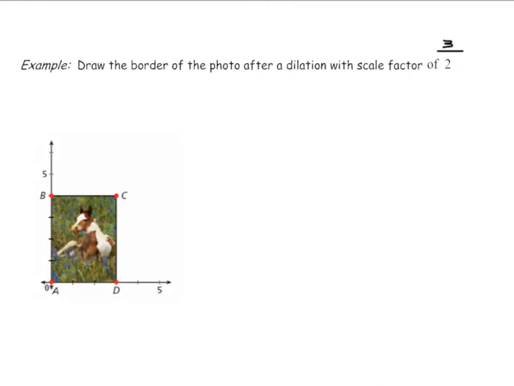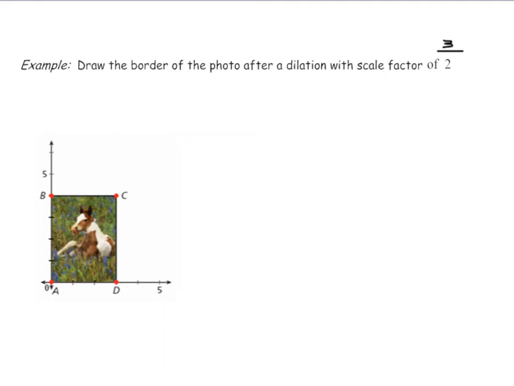In this example, we're asked to draw the border of the photo, which is given to you here, after a dilation with a scale factor of 3/2. So if I know that I'm working with a rectangle here, A, B, C, D, I know that my image afterwards will be A prime, B prime, C prime, and D prime. So I have to figure out what those are.